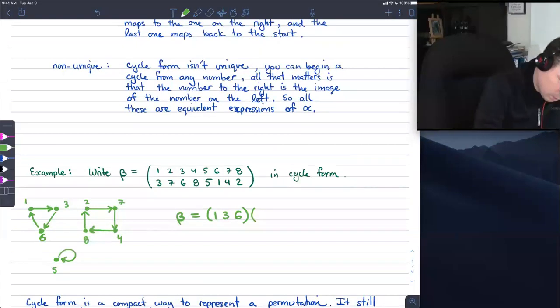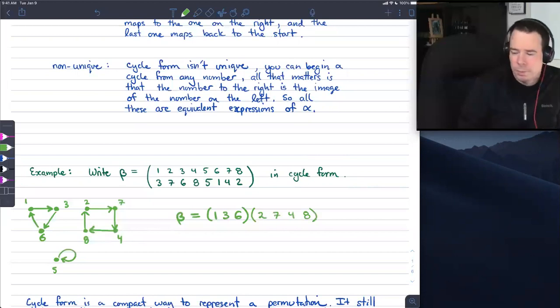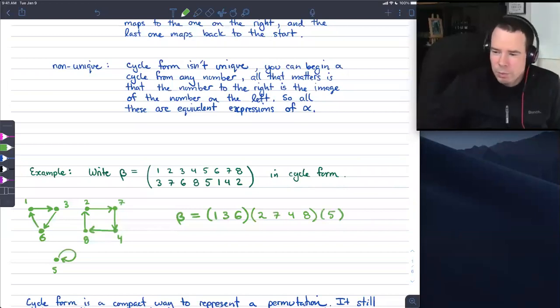So what about the next one? Well, 2 goes to 7, 7 goes to 4, 4 goes to 8, and 8 goes back to 2. And then we had 5 goes to 5. So there would be beta written in cycle form.